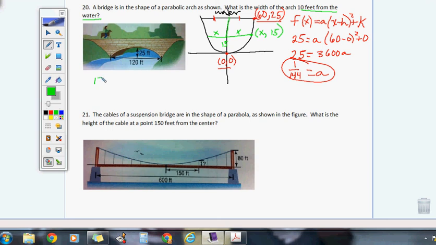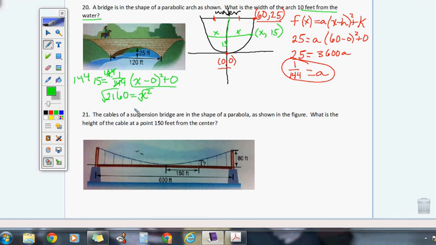I'm going to use the 15 for the y value, this time knowing the a value of 1 over 144. Still don't know the x value, but I do know that the vertex is 0, 0. Well, look at what's going to happen here. If you look right here, that just says x squared. So I'm going to right now multiply both sides by 144, because then I'm going to have 144 times 15, which is actually 2,160. I'm going to have that equal to x squared.